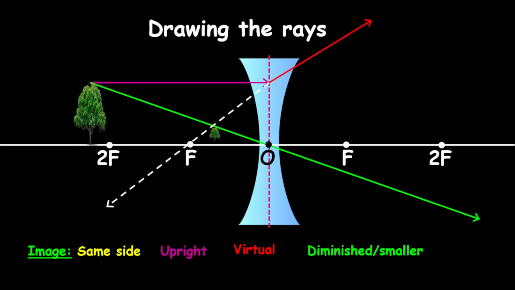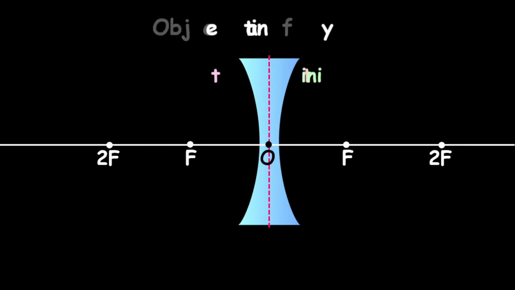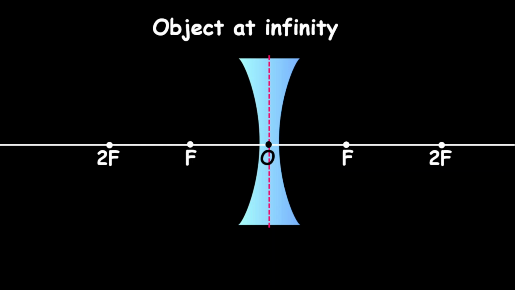Again, it will be for all positions of the object for a concave lens. The only difference is how close the image and the object will be, and also how big the image will be. But in general concept, the image will be smaller than the object. Now we have a very special case, and this one is if the object is at infinity. Now if the object is at infinity, then what we will have is only parallel rays.